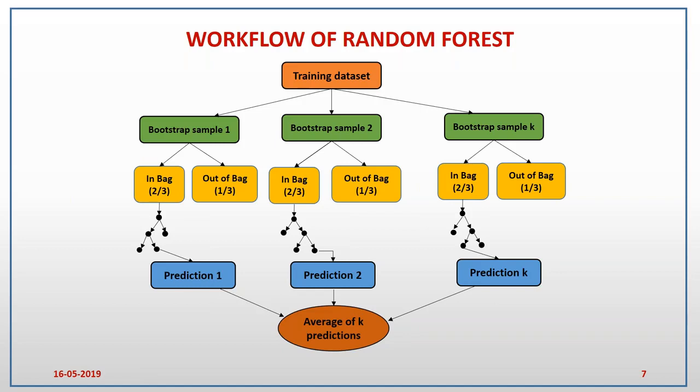So here we can see the training data set and a number of bootstrap samples being generated. Here are in-bag samples and out-of-bag samples. Each bootstrap sample, when you generate it and before you send it to build a decision tree, is split: 66% is taken as in-bag and 33% as out-of-bag. So what does this mean? Out-of-bag is the samples used to validate the decision tree, and the 66% is used to fit it.